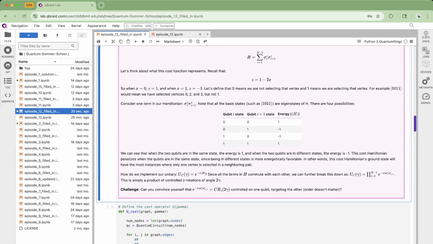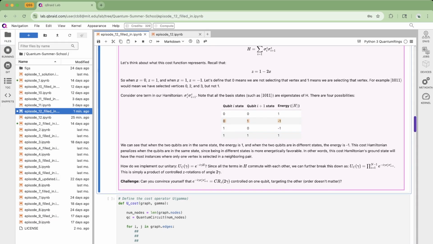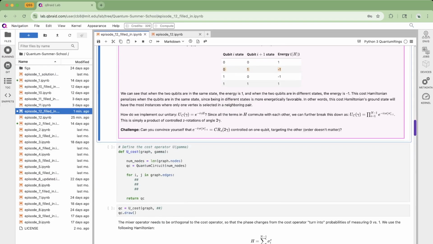So now we can consider one term in our Hamiltonian. There's 4 possibilities. You can see here that when the qubits are in the same state as each other, the energy is 1. And when they're in a different state from each other, the energy is minus 1. So we're penalized if 2 neighboring qubits are the same as each other, and it's energetically favorable if qubits that share an edge are different from each other. So this cost Hamiltonian's ground state should have the most instances where only one vertex is selected in any pair with an edge.